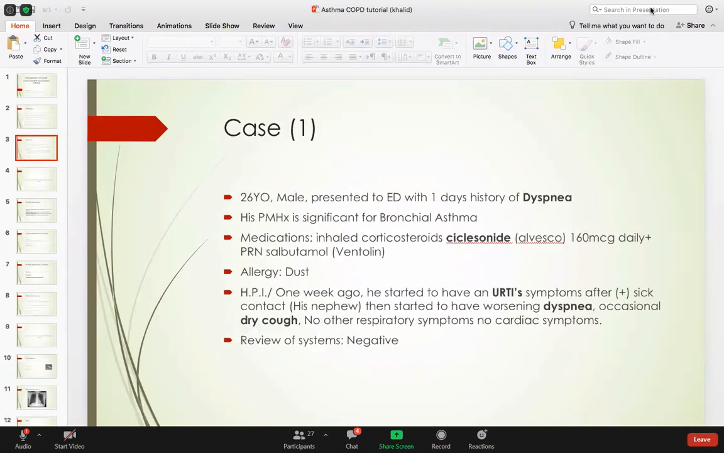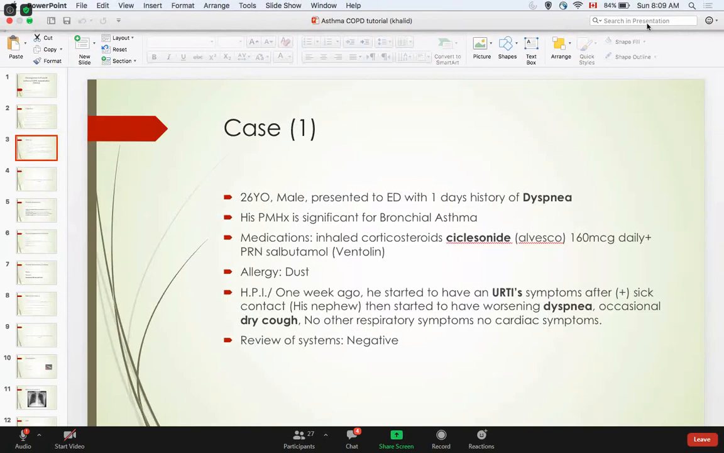Okay, so we'll start with case number 1. We have a 26-year-old male presented to the emergency department with 1-day history of dyspnea. Dyspnea, shortness of breath, they're all the same. His past medical history is significant for bronchial asthma. His medication, he is taking inhaled corticosteroid, Alvesco, 160 microgram daily, as well as PRN salbutamol, or famously known as Ventolin. His allergies in the past were toward dust, so he is allergic to dust.